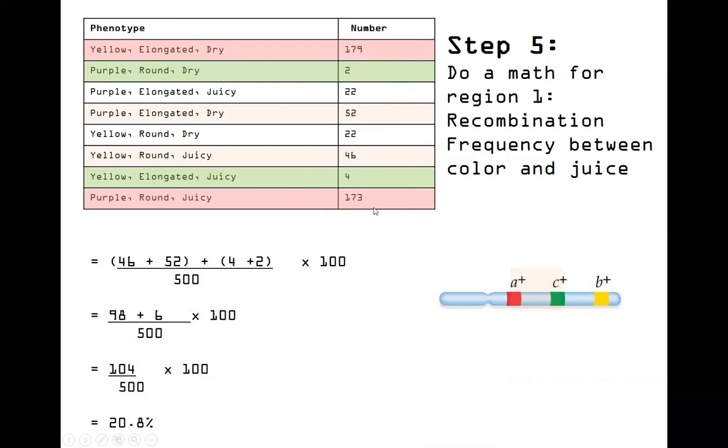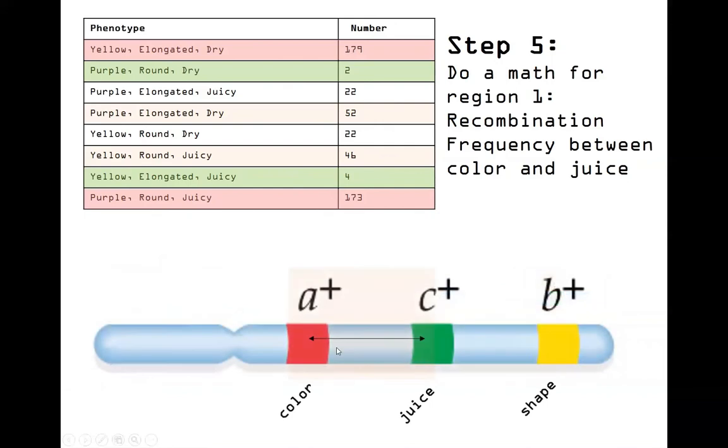So just add all these guys up. We end up basically with 104 over 500. Multiply this to get a percentage, 20.8%. That's the percentage of recombinants, which translates to a genetic distance in region 1 of 20.8 centimorgans. So now we know the distance between color and juice, 20.8 centimorgans. We can get ready to put the rest of that map together.